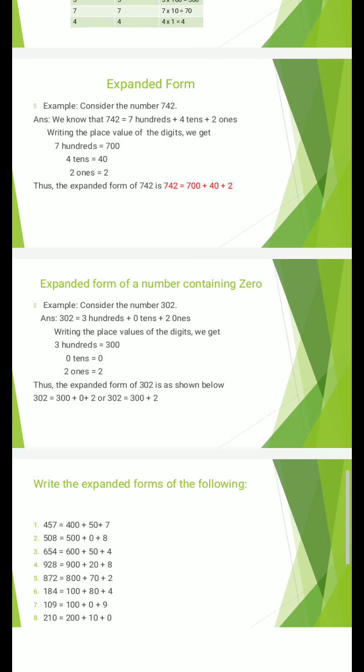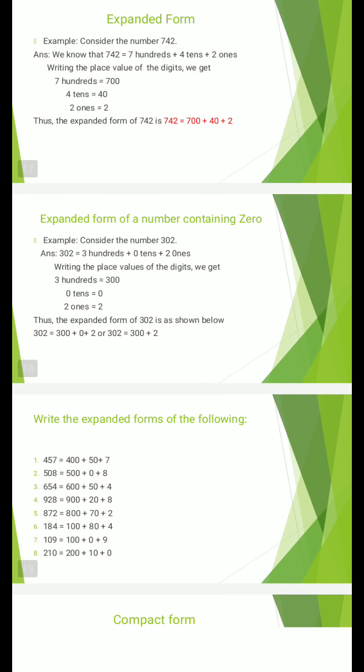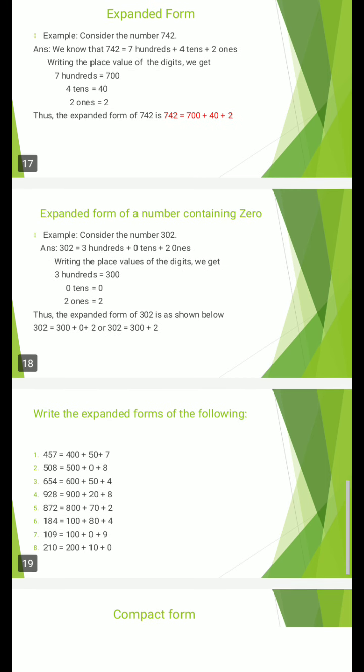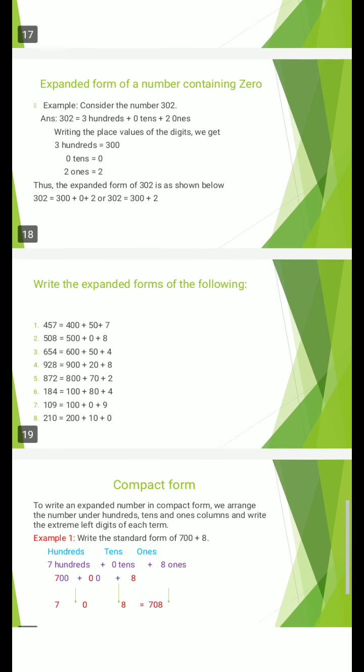We want to remember that the place value of 0 is always 0. It is very important. We remember that the place value of 0 is 0, whether 0 is on the tens place or on the ones place. Thus the expanded form of 302 is 302 equal to 300 plus 0 plus 2, or it can be written in another way as 302 equal to 300 plus 2.